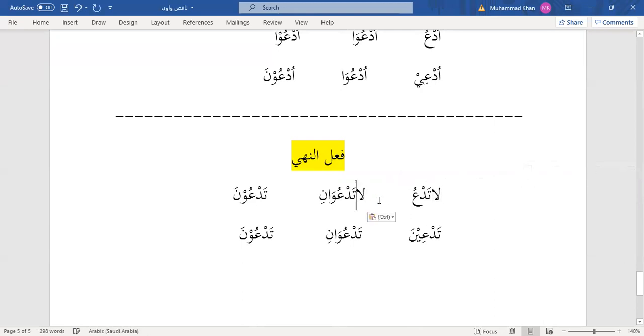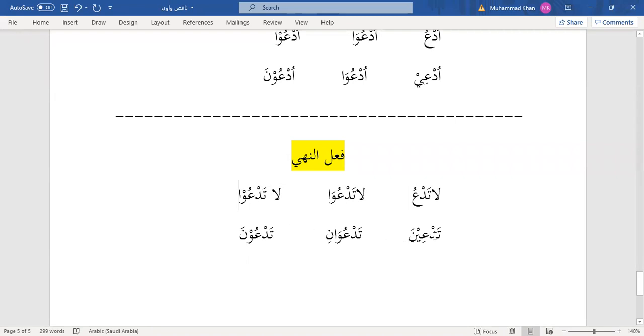So we put la, and then the ending gets dropped, so it will be la tad'uwa, and then it will be la tad'u. Yeah, alif comes back. Noon gets dropped, and we replace it with alif. So la tad'uwa, la tad'u.